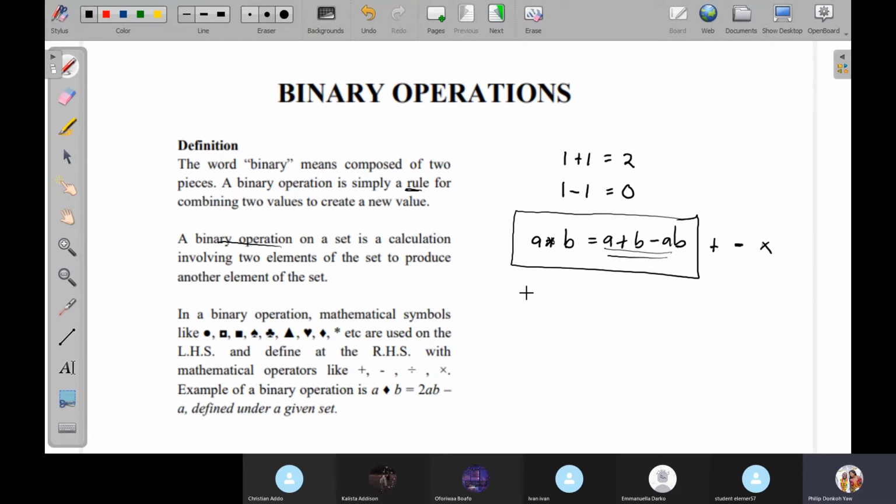Let me take another rule. Let's assume that I have A triangle B, and this A triangle B is giving us 2AB divided by A plus B. How many operational signs can you see in this rule? 3. We have 3. So can you name them? So we have 3 operational signs. But what are they? We have what? The addition. What else?